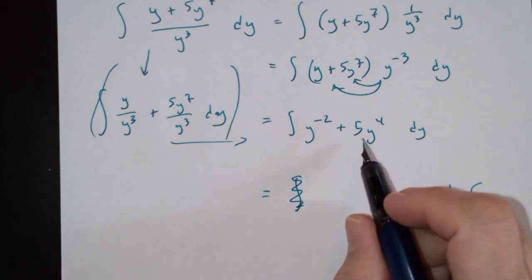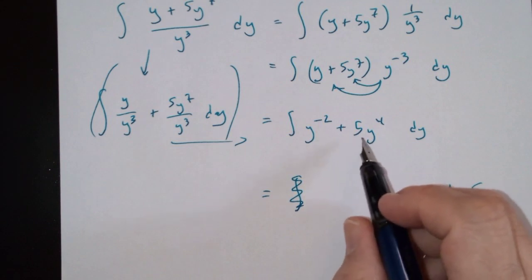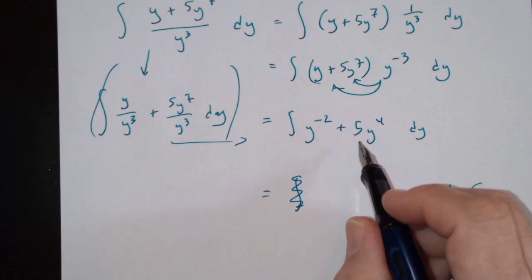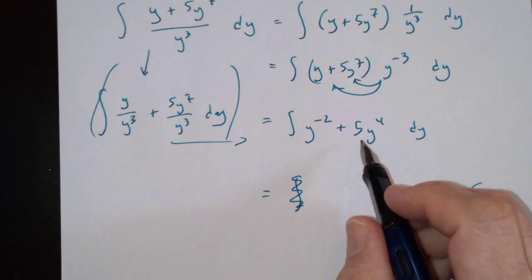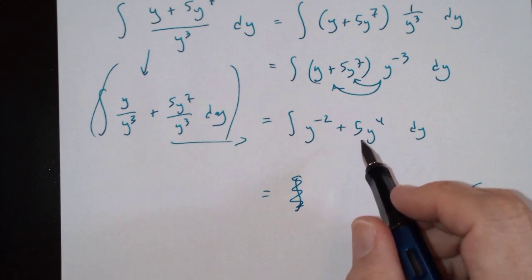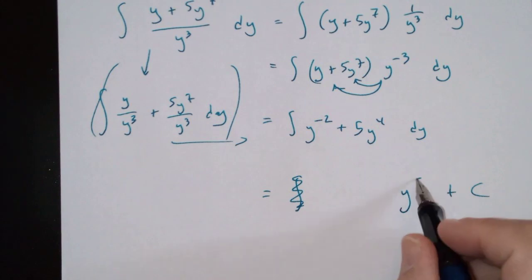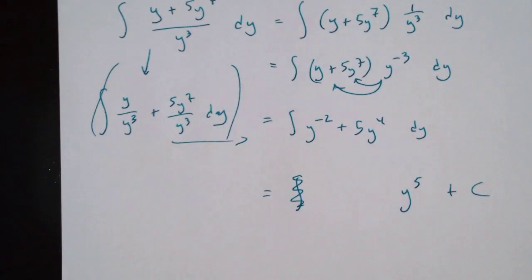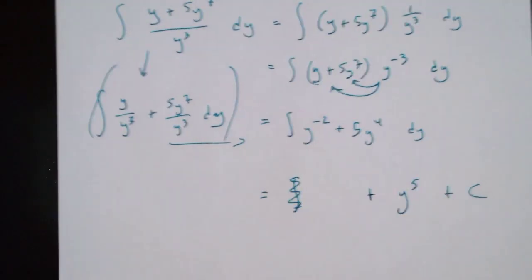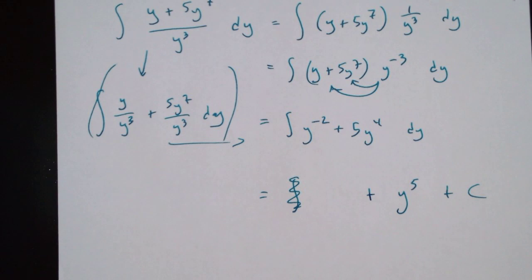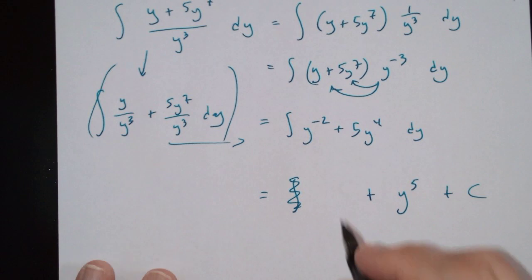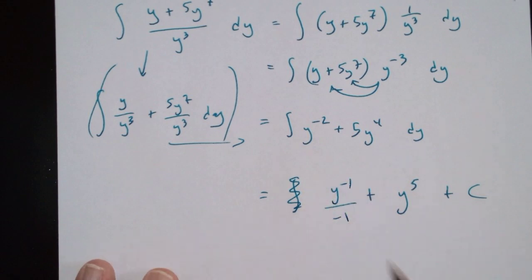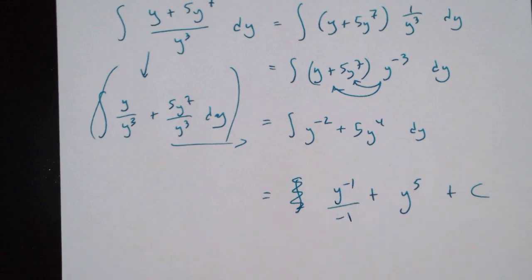This part's easy. What's the antiderivative of 5y to the 4th? Y to the 5. Because it'll be 5 over 5, right? Y to the 5 over 5, but there's a 5 out front that cancels out. It's this part. Same routine, add 1 to the power. But that makes it y to the negative 1 on negative 1. Well, that's just a minus sign, right?